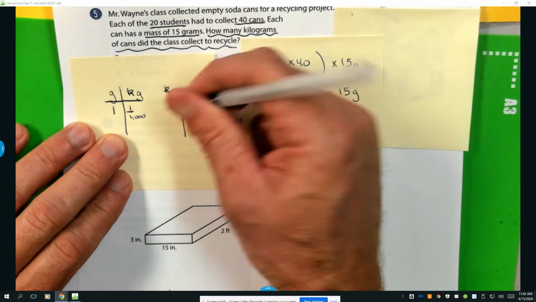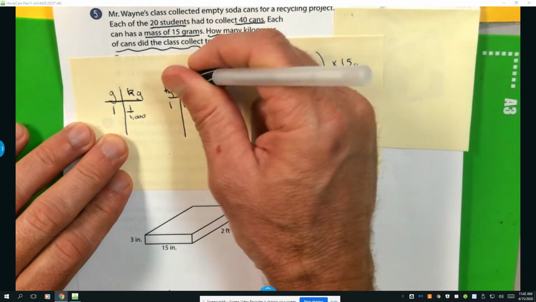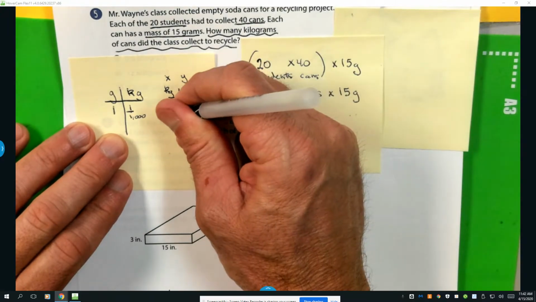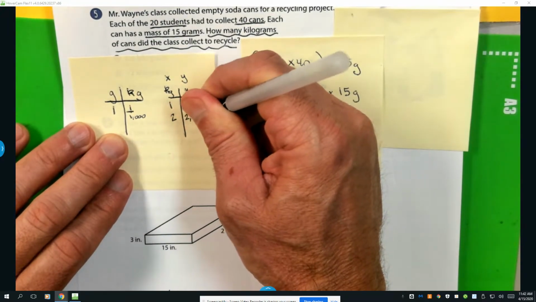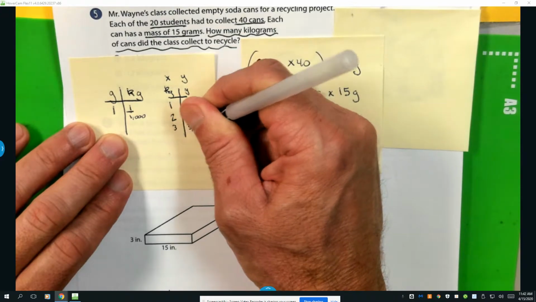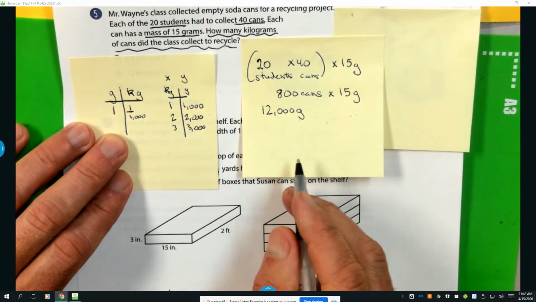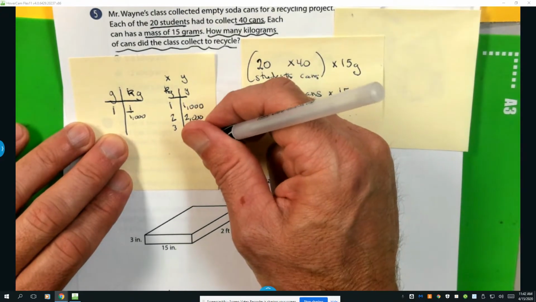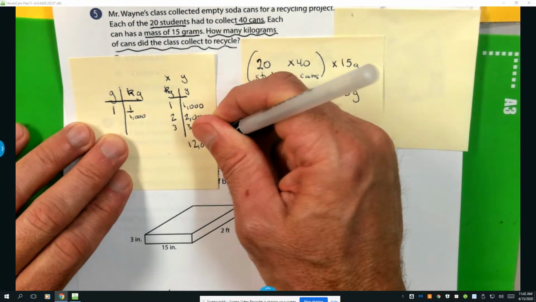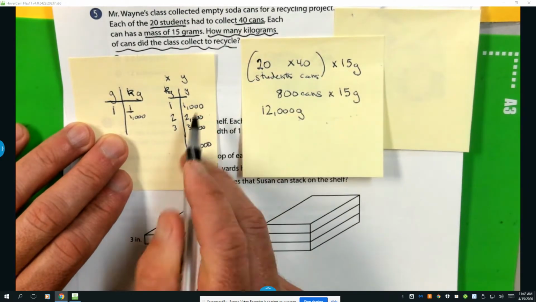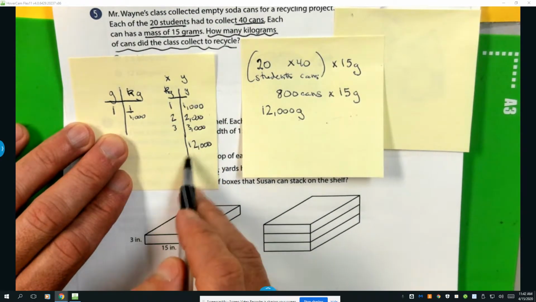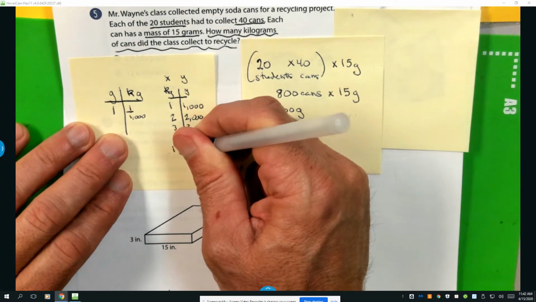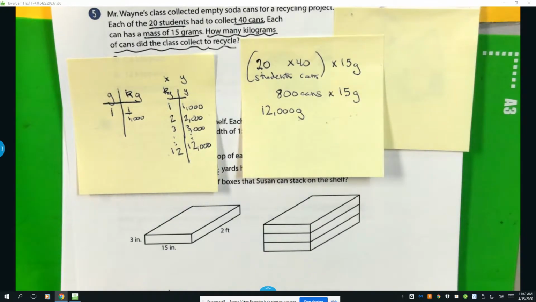I can just work my way down because my x side here, my y side here, it's x times 1,000 equals y. 2 kilograms, 2,000, 3 kilograms, 3,000. Well, what happens when I have 12,000 grams? So over here I went 12,000. To get from the y side to the x side, I just divide it by 1,000. Well, that's going to be 12. Now, I'm going to do it a little bit different.